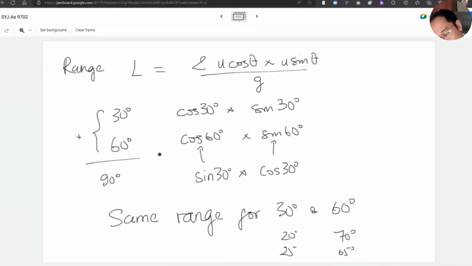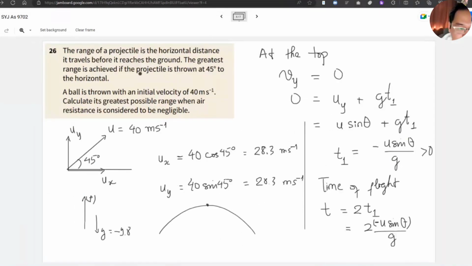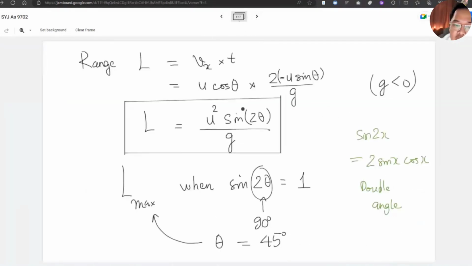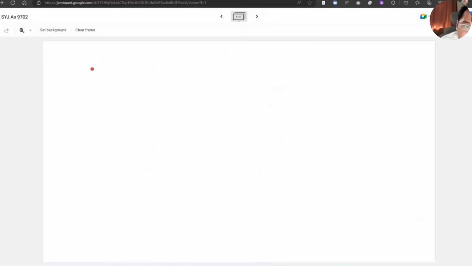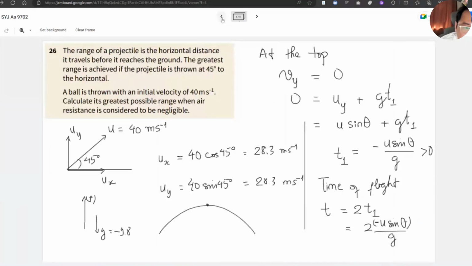And a problem asking about two different angles where the range is the same is a difficult problem that rarely appears. Completing this final example, calculate its greatest possible range. Now we already have the formula here for the range. Now plugging the value into this formula, we can determine the maximum range is when the angle is 45 degrees. The initial velocity that we have here is 40.